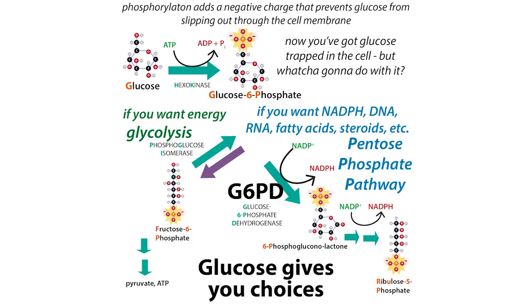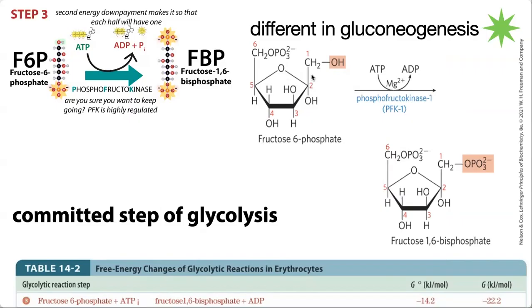And so we'll talk much more about that later. But basically here, you're sticking a phosphate group on the other end. You're sticking a phosphate group on this one position, and you're taking that phosphate group from ATP. And so this is being carried out by a kinase, PFK1. It has a very large negative delta G, minus 22.2 kilojoules per mole in erythrocytes.